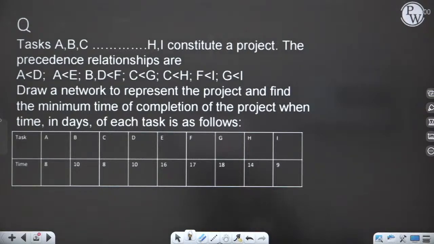It's a good question. Try to solve it, please.